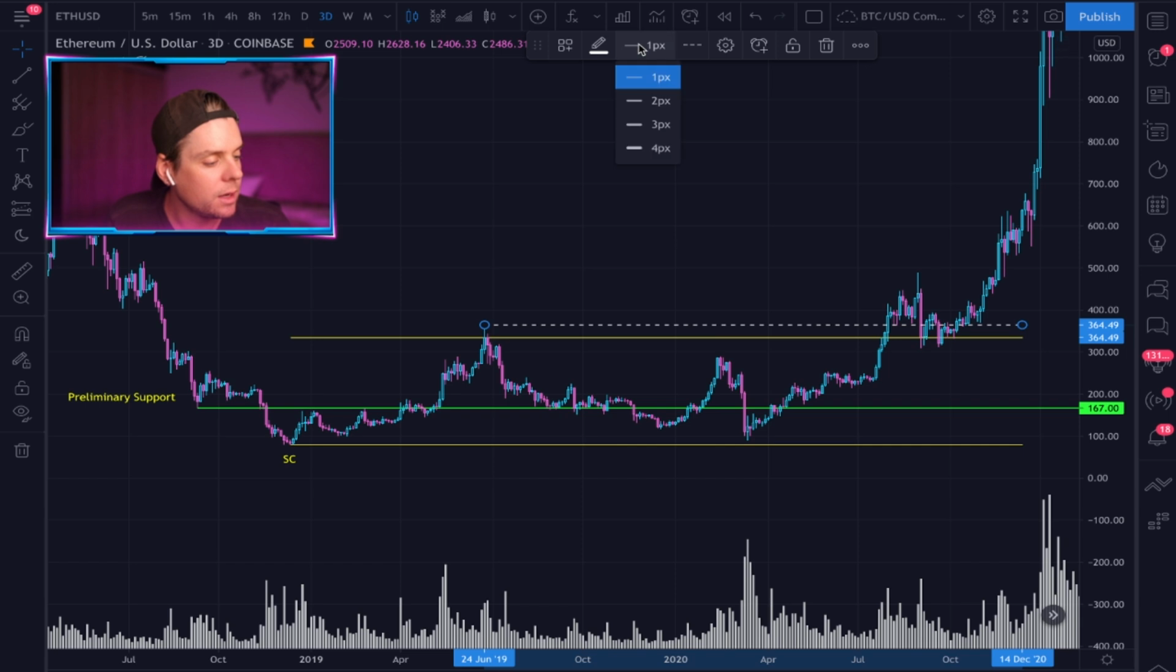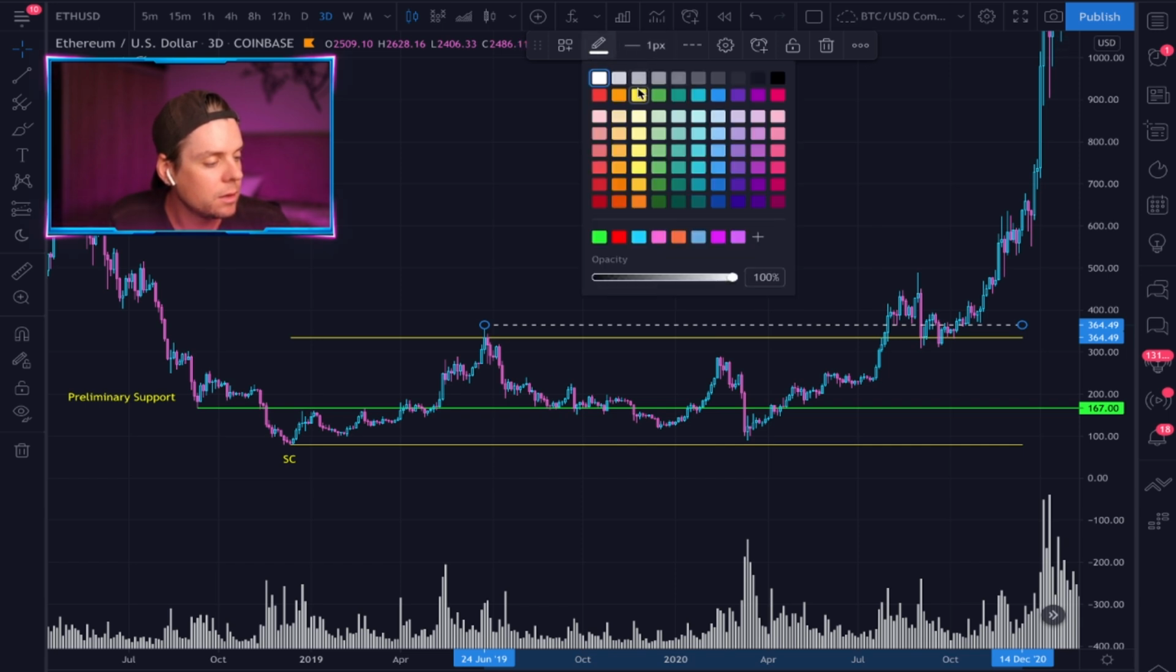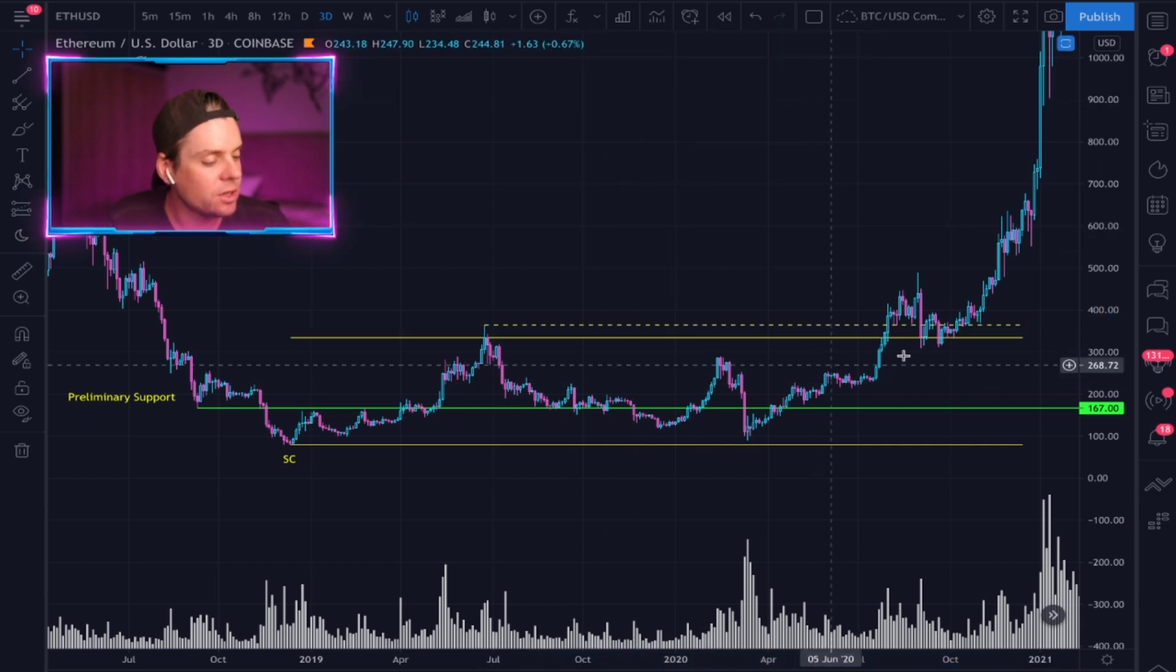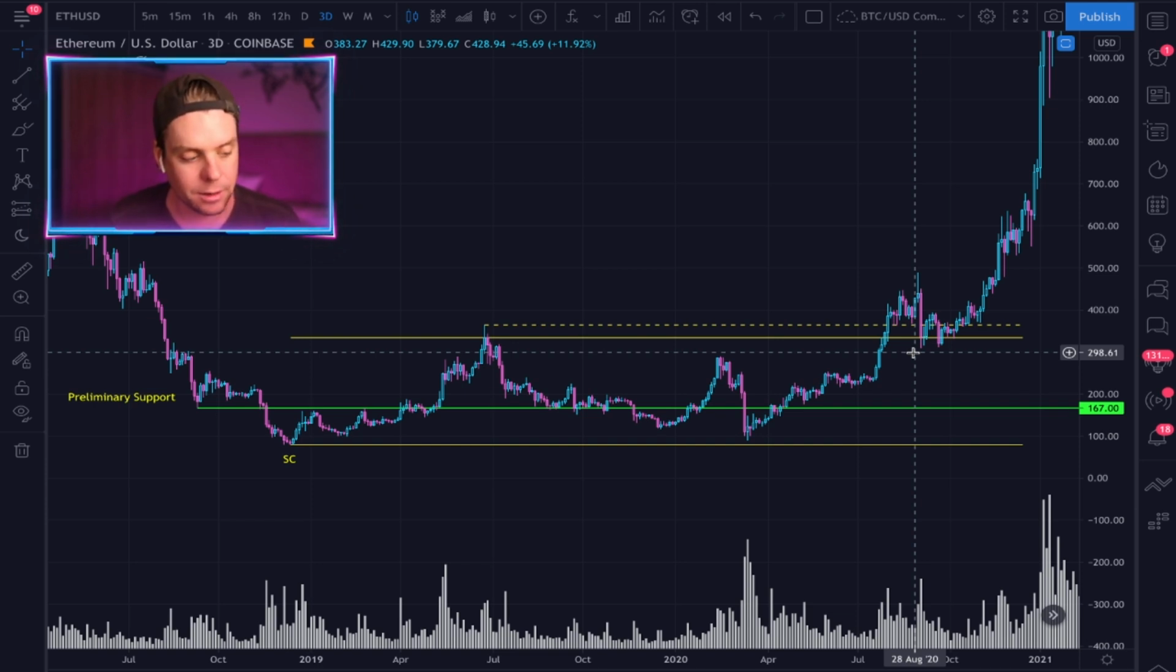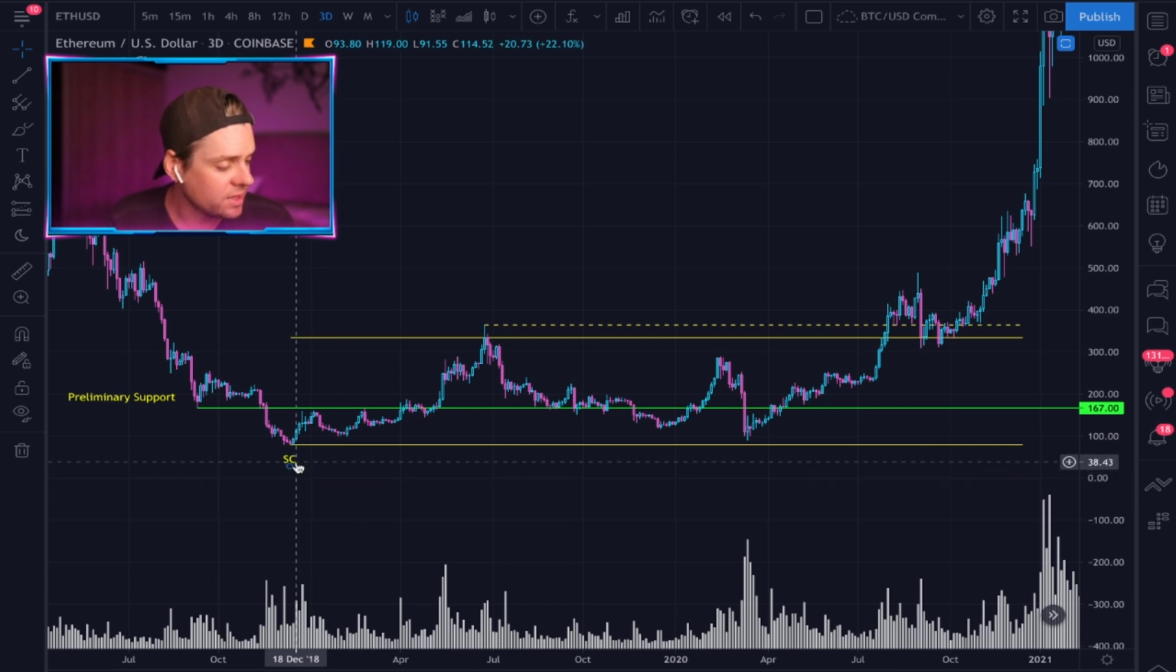Make it a dotted line. And we'll make it yellow to match. So it just kind of gives you a generalized area. There's a lot of flexibility in this technique. So that's our automatic rally.